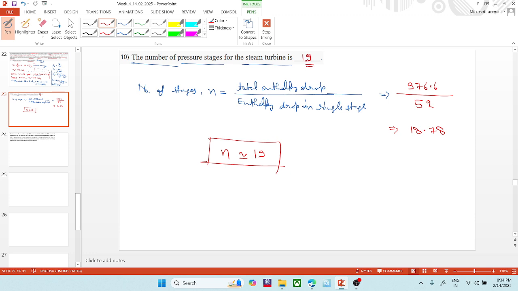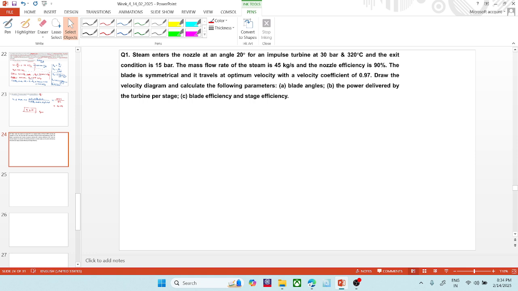Okay. So these are the assignment problems, and I don't think that I am having the time to solve this problem, because this is quite a lengthy problem. So I will hint you how to do this problem by writing all the given things.